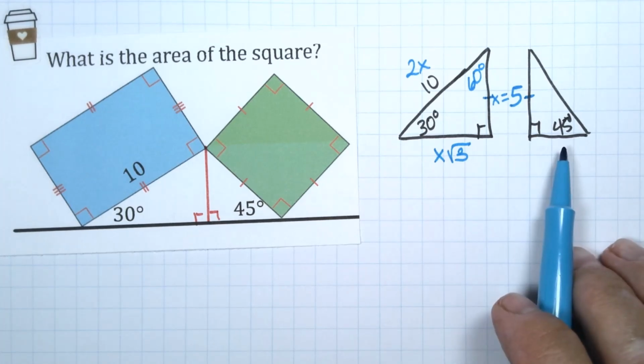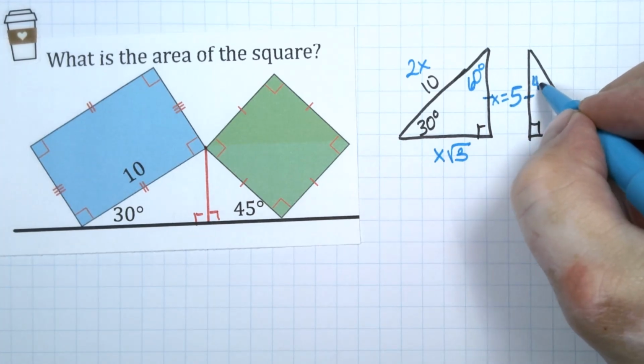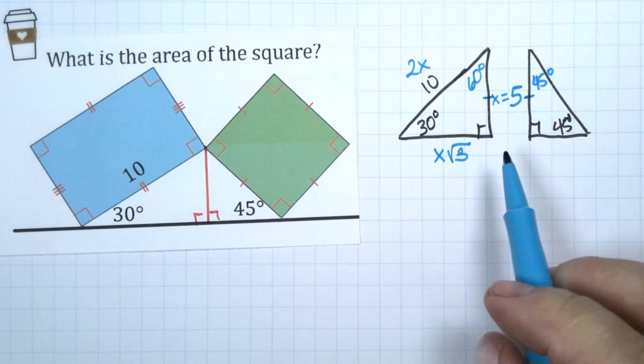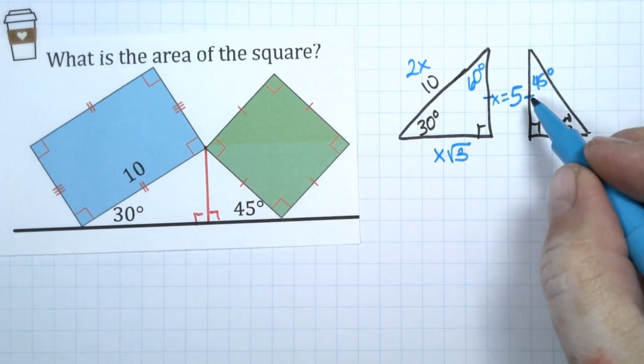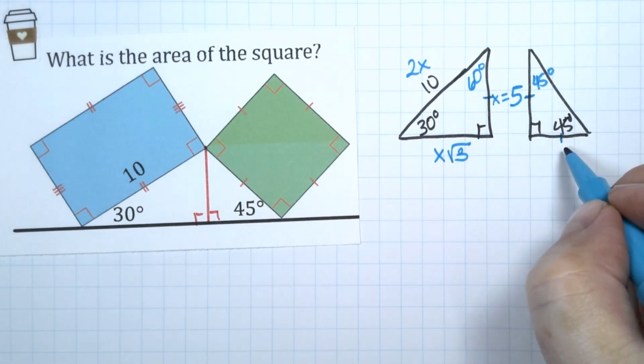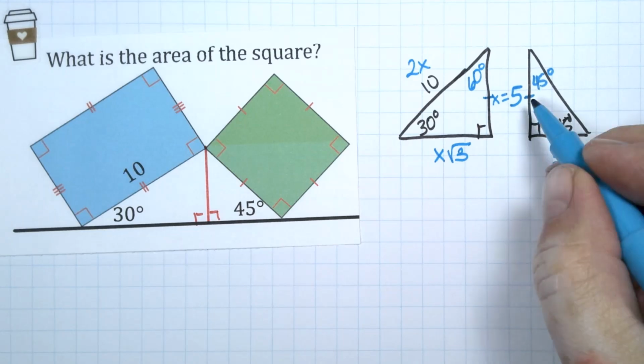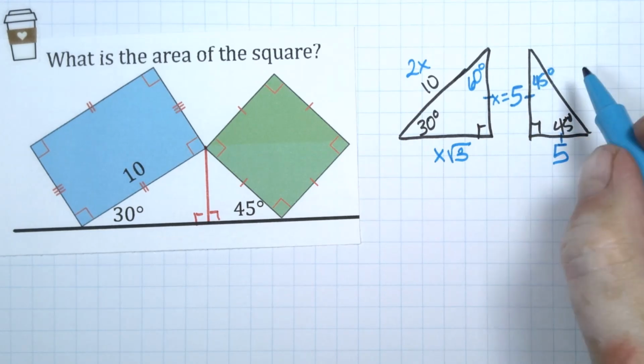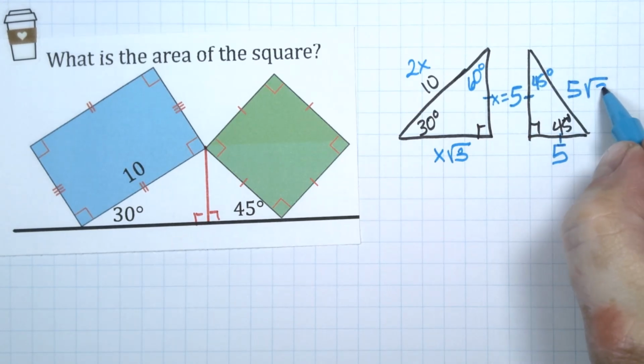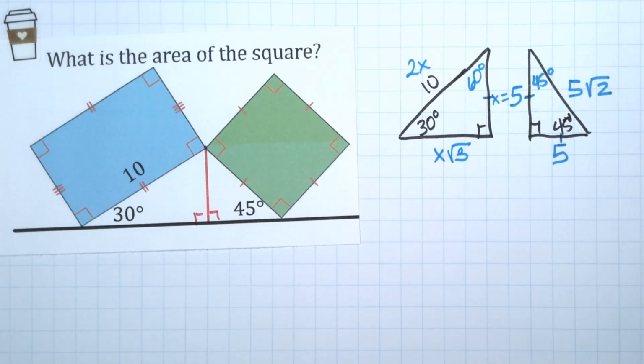All right, then we switch over to the 45, 45, 90. Again, really badly drawn, but these sides are supposed to be the same length. So this would be 5. This would also be 5. That's an isosceles. And then the hypotenuse is 5 root 2. Okay, so that's my side length.